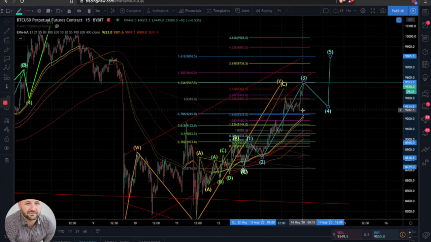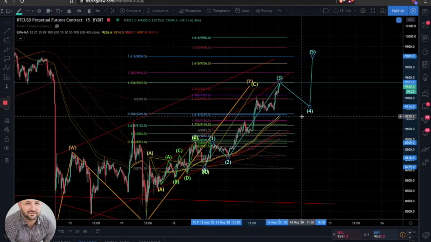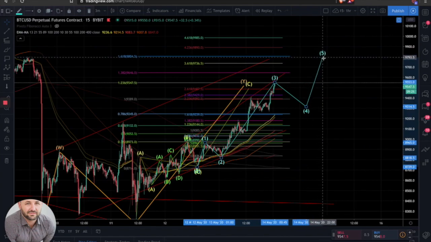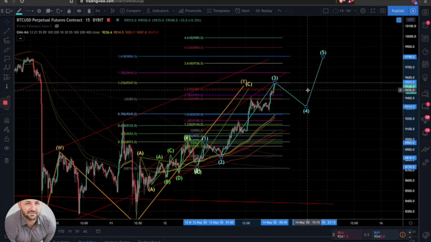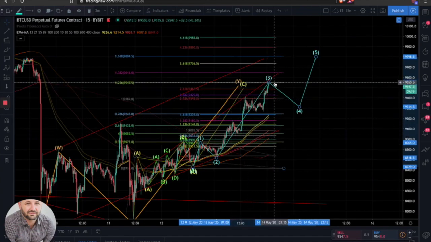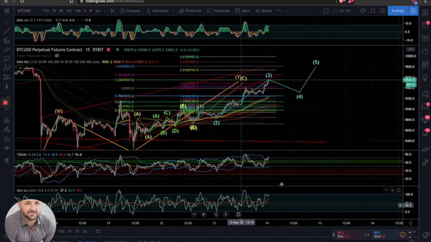But overall, even where we're at currently, if we have the bull count to get us to that $9,500 mark, then roughly where we are right now, we would still expect to have some kind of pullback.